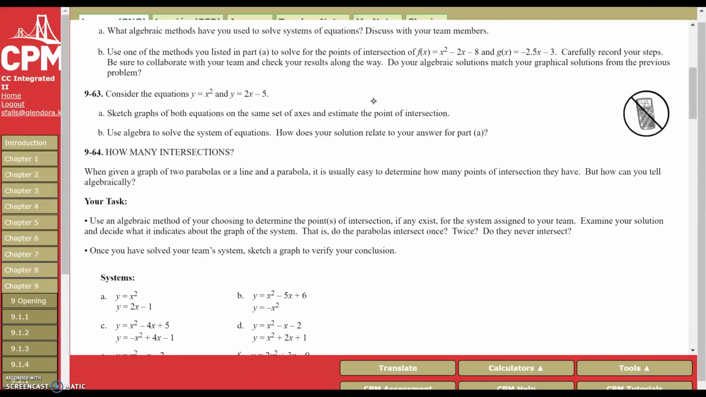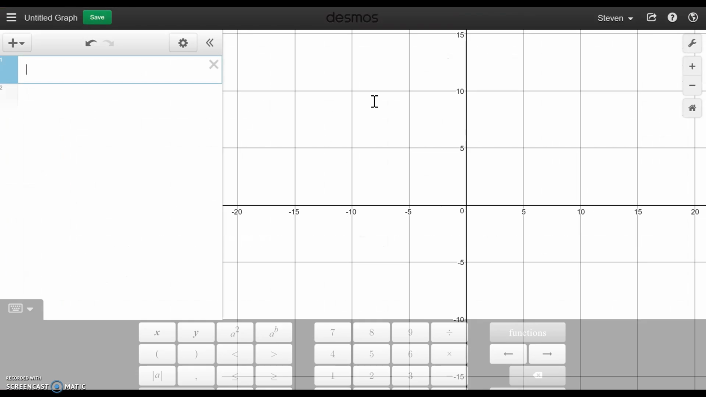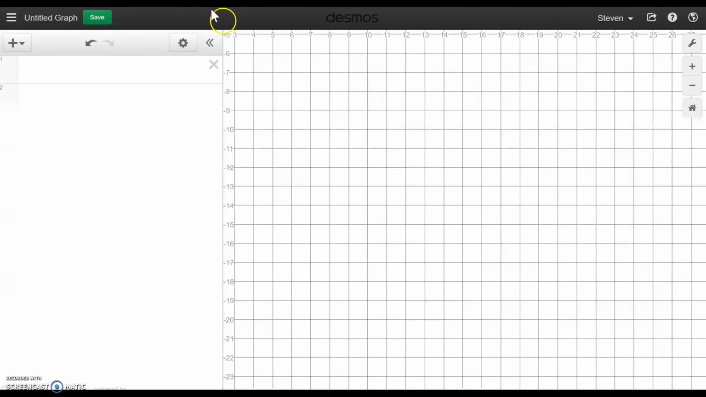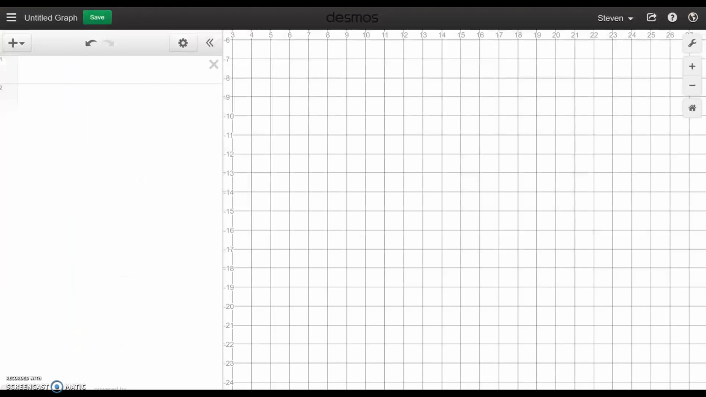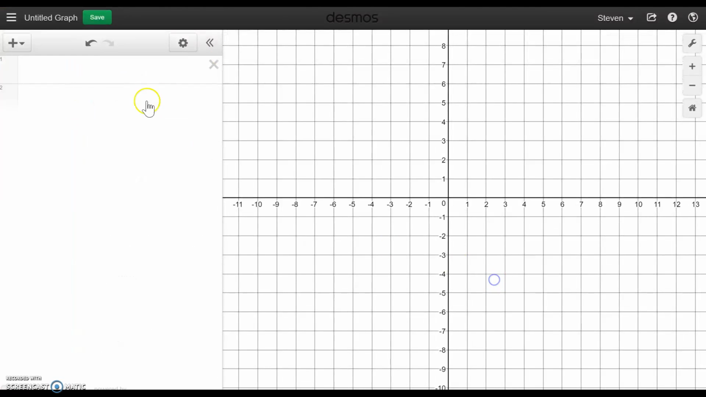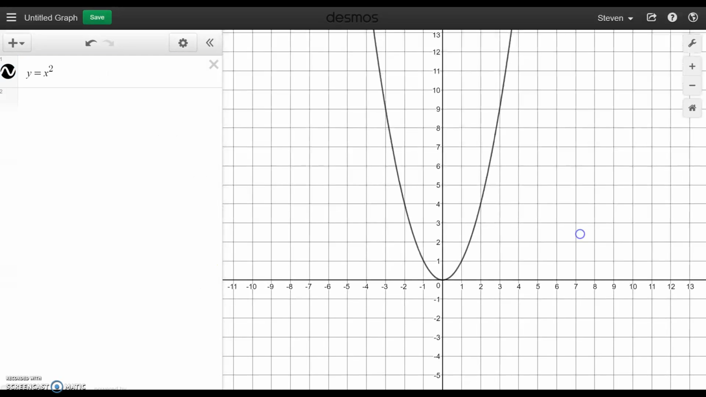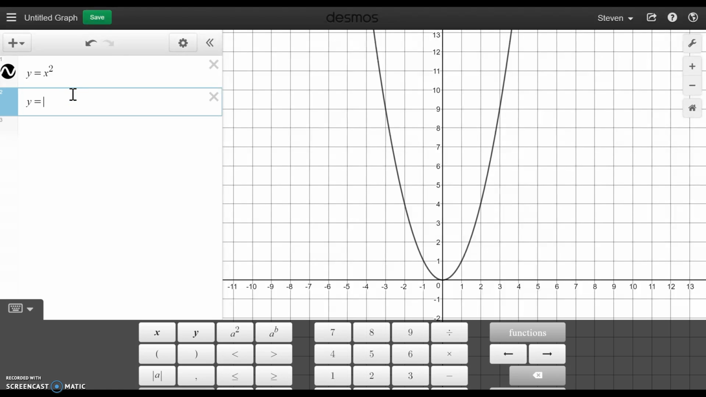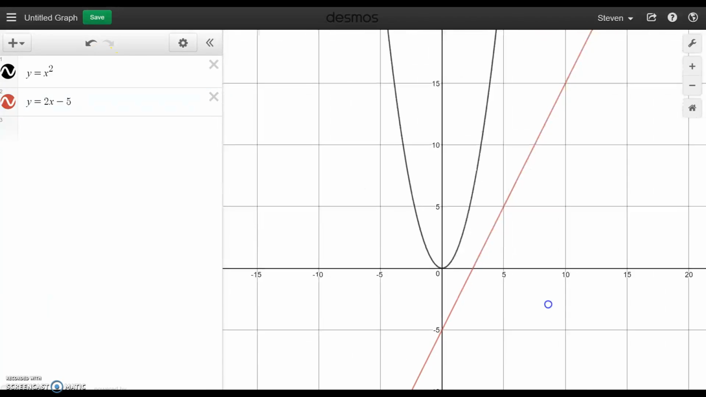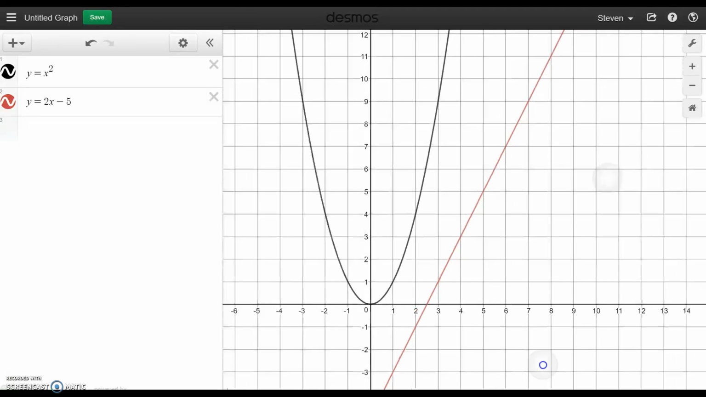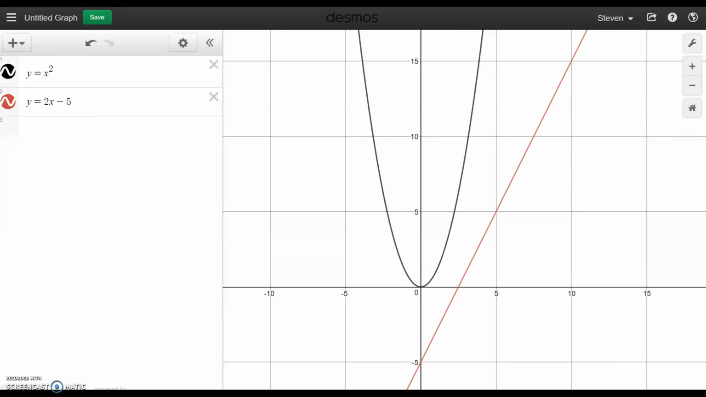Okay? To make it a little speedier, I'm just going to drop the graphs in here. Let me zoom in a little bit. That's better. So it was x squared and 2x minus 5. So let's get y equals x squared. Hopefully you did that on your own. And then we also have y equals 2x minus 5. There you go. So it says estimate a point of intersection. Well, you can see it doesn't look like they intersect at all. So there you go, that'll be your answer for that one.